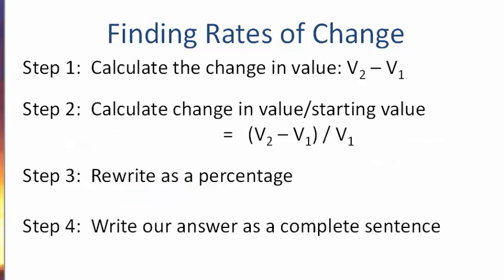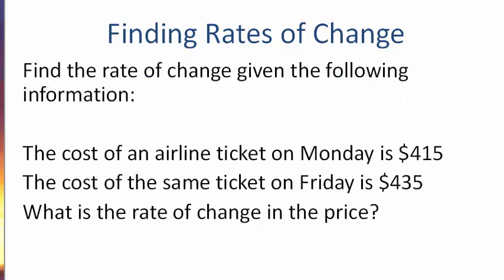Once we have that information, we carry out the following steps. We calculate the change in the value, so that would be V2 minus V1. And then we calculate the change in the value divided by the starting value, because we're interested in the rate of change relative to the starting value. We then rewrite that as a percentage and write our answer in a complete sentence. So let's do an example.